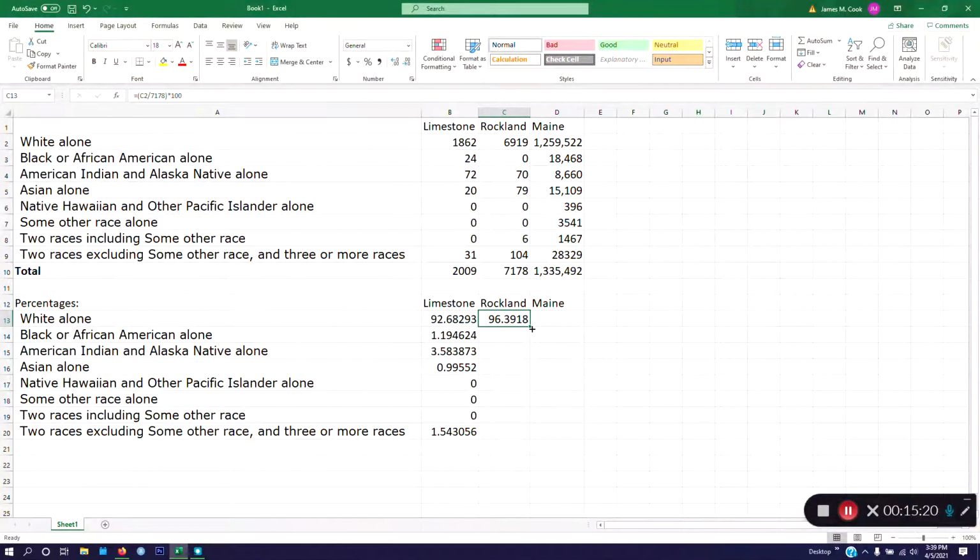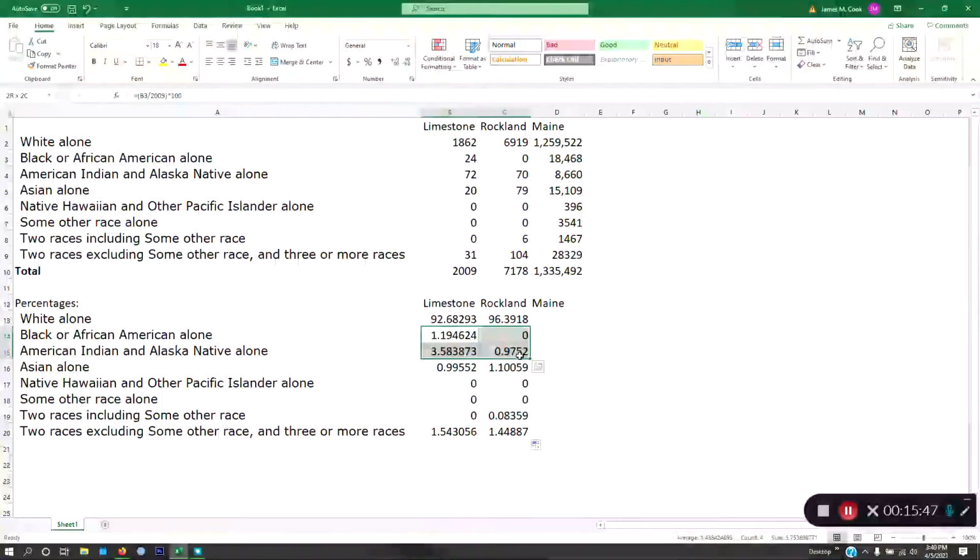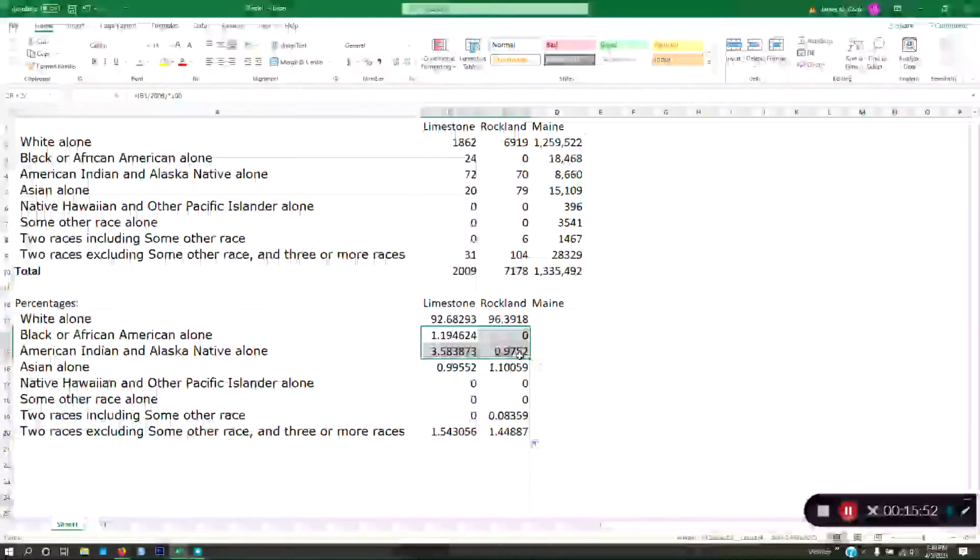We can now see that little green box. If I click on that and drag down, I can get it to run similar calculations for the rest of Limestone. So why is that? Well, there's a big difference here in those who identify as Black or African American in Limestone versus Rockland, and those who identify as American Indian or Alaska Native. There's a greater percentage in Limestone than there is in Rockland. So that is pretty much the source of the 4 percentage point difference.